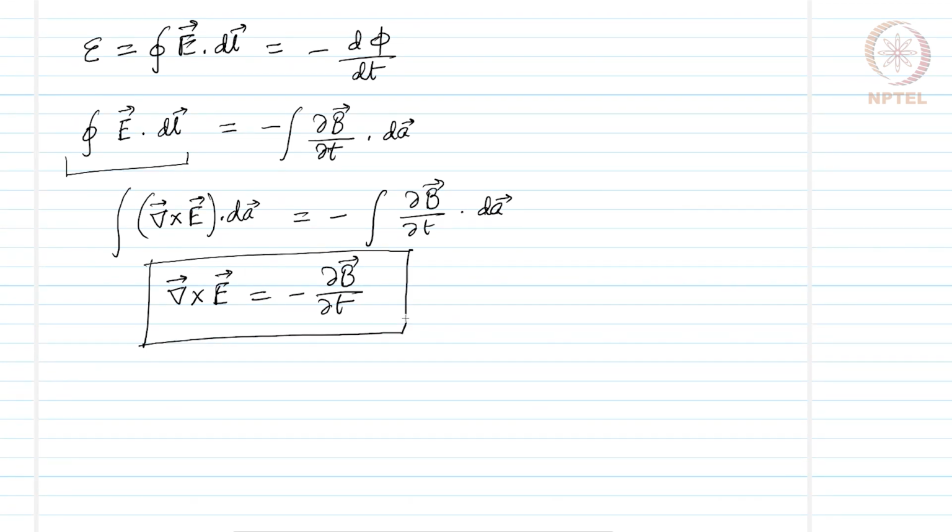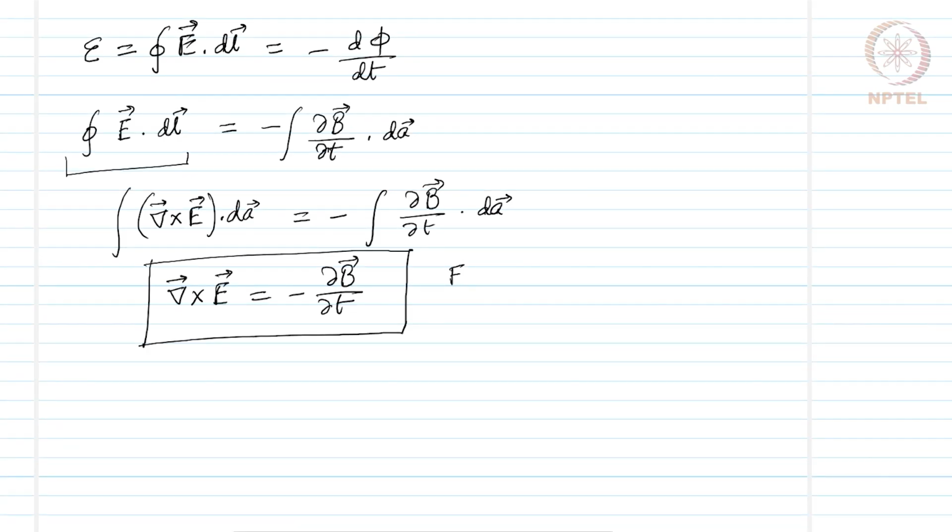This is very important. Earlier we knew that the curl of the electric field was always 0, but that was in the context of electrostatics. Now, if there is a time varying magnetic field present, we see that the curl of the electric field is no longer 0. There is a finite curl of the electric field, which is the negative of the rate of change of the magnetic field with time, and this is known as Faraday's law.